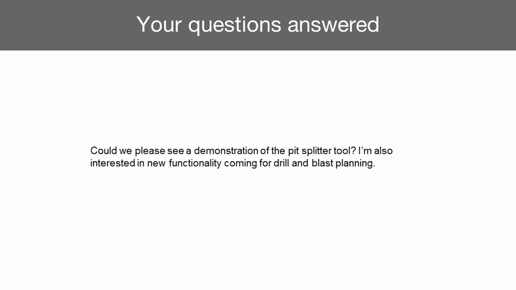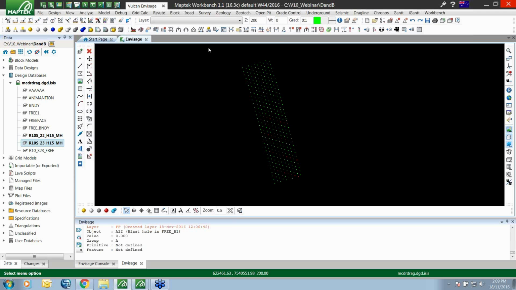The next question, again, it looks like Steve Hoffler, you've been popular today. The question is about the pit splitter, which you've already demonstrated, so we'll have a look at the new drill and blast functionality that's coming out next year. Yeah, I've now switched over to Workbench 1.1, which will be Workbench 2, Vulcan 10.1. We've got 3 options currently that we can show in the drill and blast menu. We're still updating other options, but we've got 3 that are ready to go at the moment.